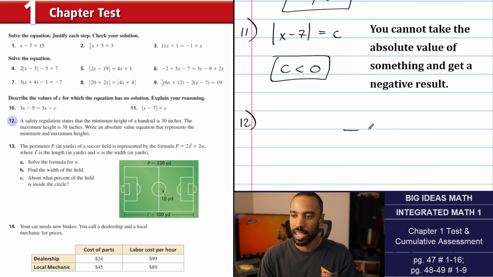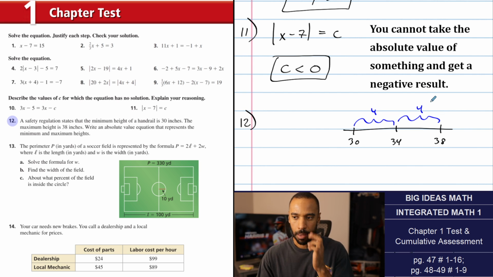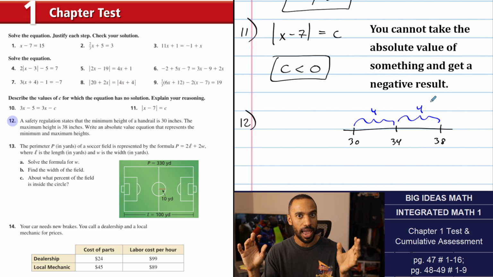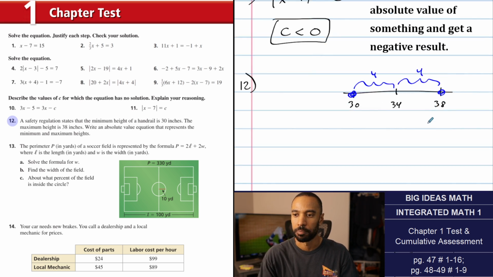Now, between 38 and 30, here's 30, here's 38, is a midpoint. That would clearly be 34. I think you guys can tell that's halfway in between. That's 4 away in either direction. We want 4 to represent the absolute value of the distance between our x's, which would be solutions of 30 and 38, and that 34.